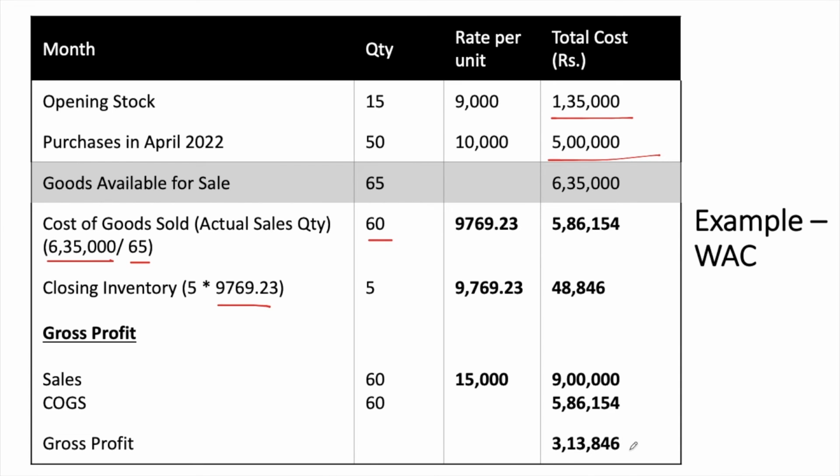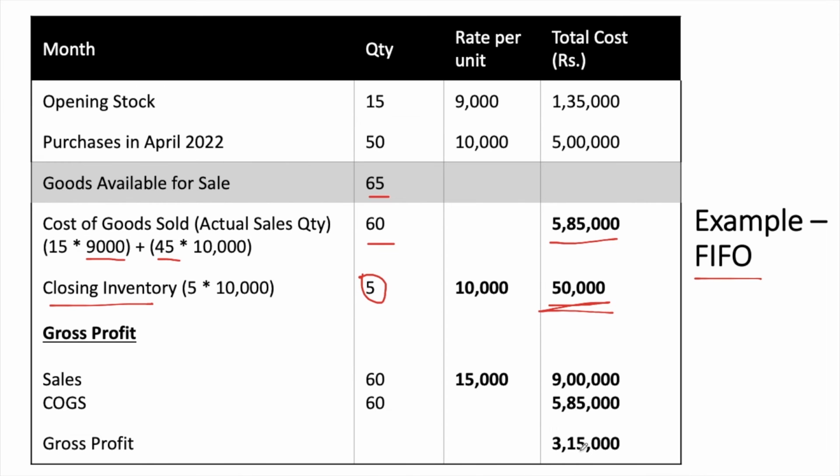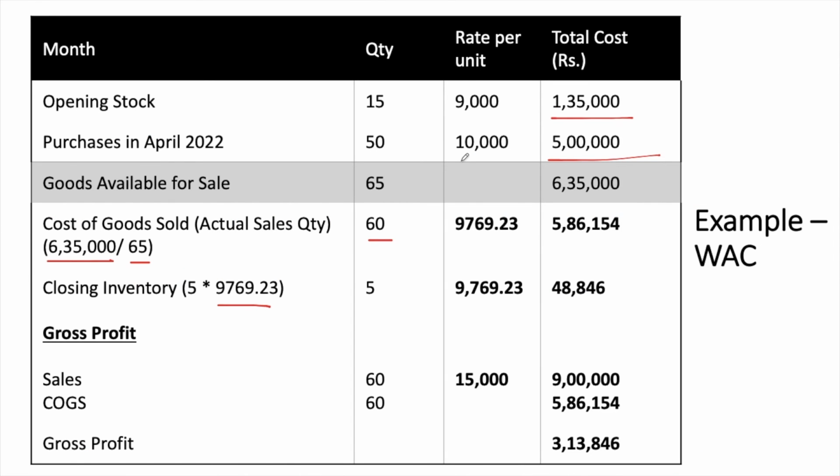Now in this example, if you notice, the gross profit is highest in the FIFO method. This is because we are assuming that whatever is coming first is going out first, and whatever purchases I've made later, which are at a higher cost, my inventory is being valued at that cost. That is why my gross profit has gone up. Right? So different methods will lead to different gross profits, and that is why it is necessary to determine a method and stick to it.